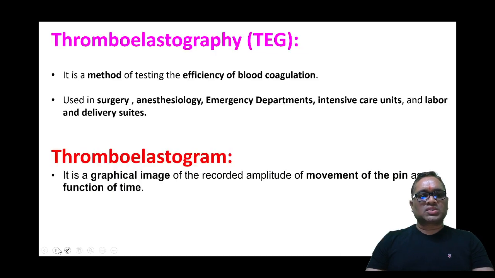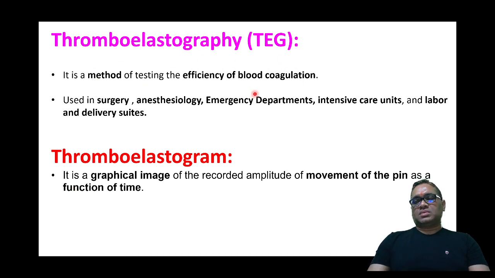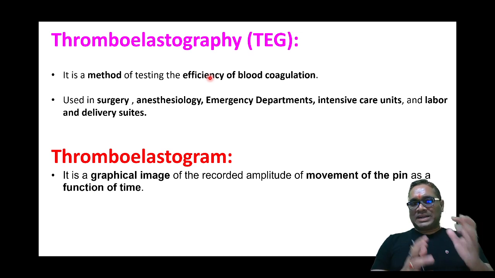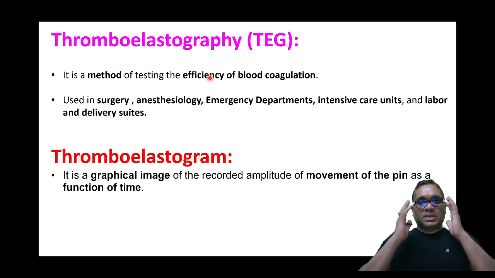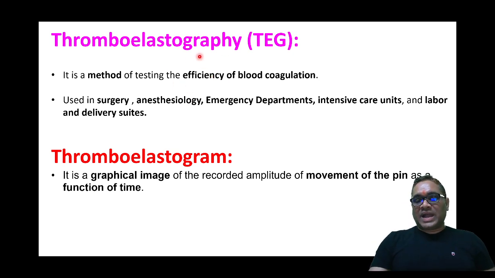What is thromboelastography? Thromboelastography is a method of testing efficiency of the blood coagulation, right? So see, blood coagulation, we know that we use PT, APTT for measurement, but remember there is a term called efficiency. What is efficiency? Efficiency means interaction of the platelet to the clot factor, which we cannot see by PT and APTT. So that is why we are using a dynamic procedure which is called thromboelastography.